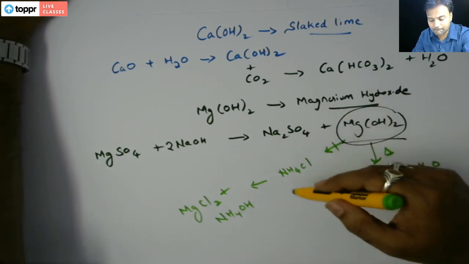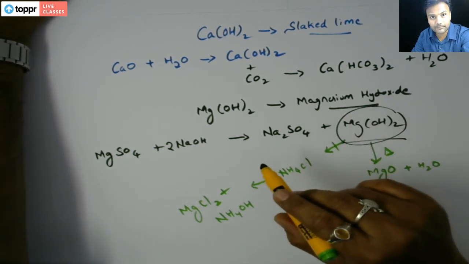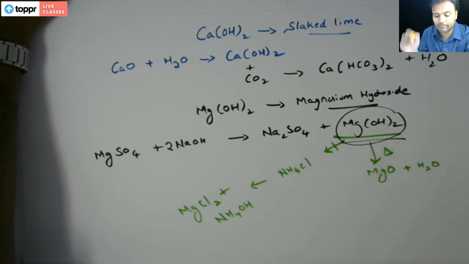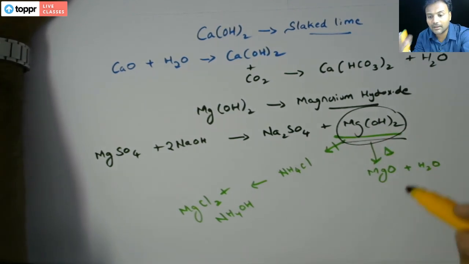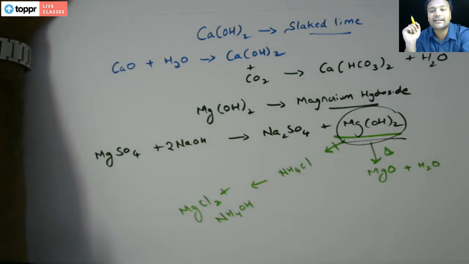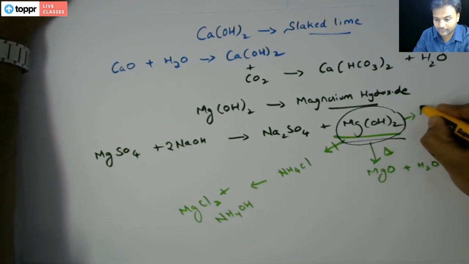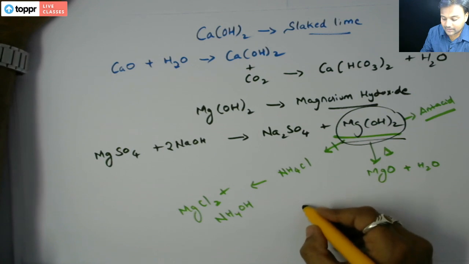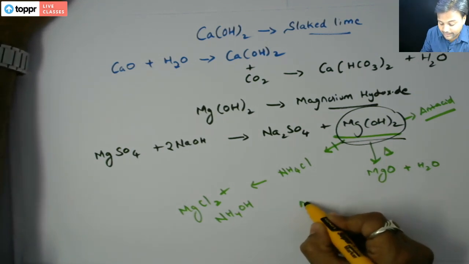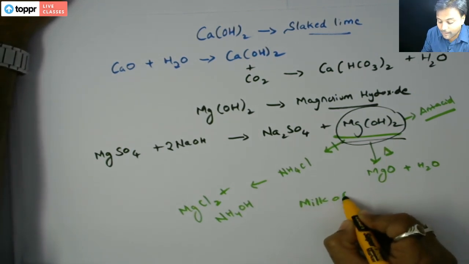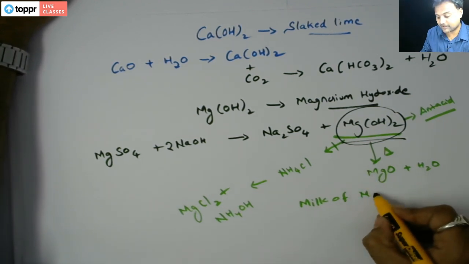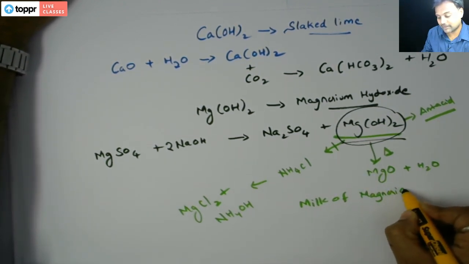As I mentioned before, what is the main use of magnesium hydroxide? The main use of magnesium hydroxide, as mentioned earlier with magnesium oxide, is as an antacid. Under the trade name, it's called milk of magnesia. Magnesium hydroxide, milk of magnesia.